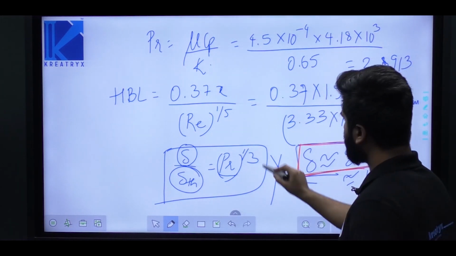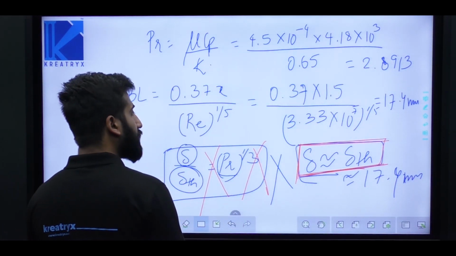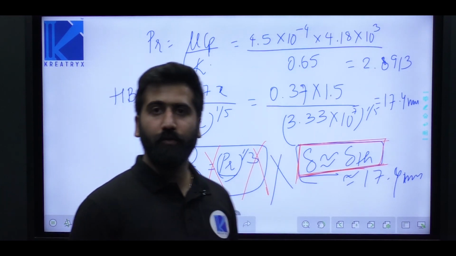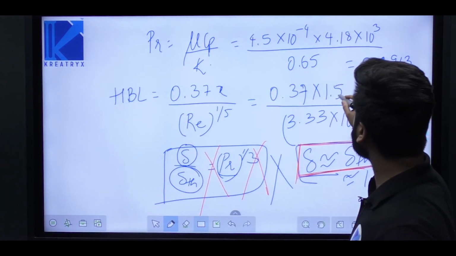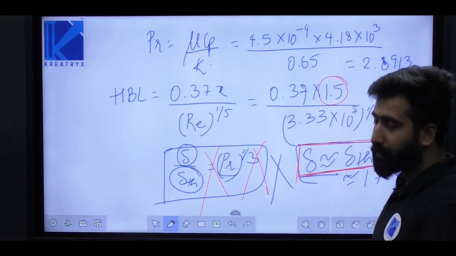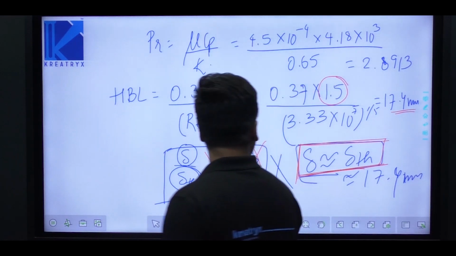Do not commit this mistake. But this is wrong. Okay, so the answer will be what? Answer will be 17.4 mm only. This will get in meters, because I have put the length in meters, but I have directly written it here in mm.